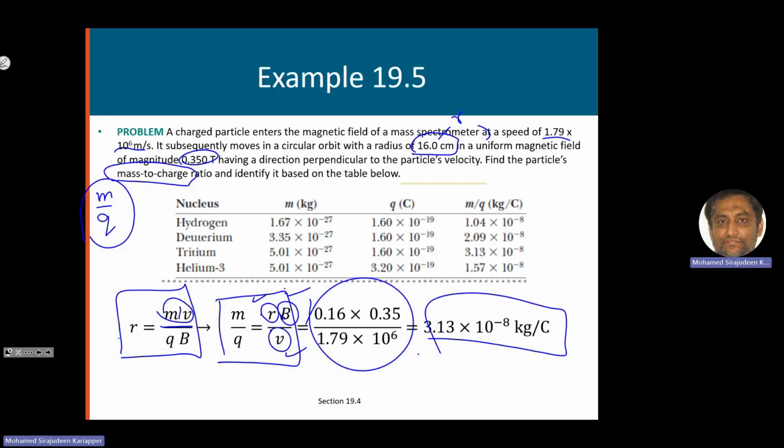Then you go to the table. We know from experiments done before, if it is a hydrogen charged particle, maybe with the electron stripped, so a hydrogen ion, a positive charged particle, its mass to charge ratio is given in the table, 1.04. We are getting our mass to charge ratio to be 3.13 in minus 8 when you do the experiment for this unknown charged particle. So it is not hydrogen. It is out. Do you see anything that is the same? Yes, this guy is the same as that guy. So we conclude it's a tritium ion.